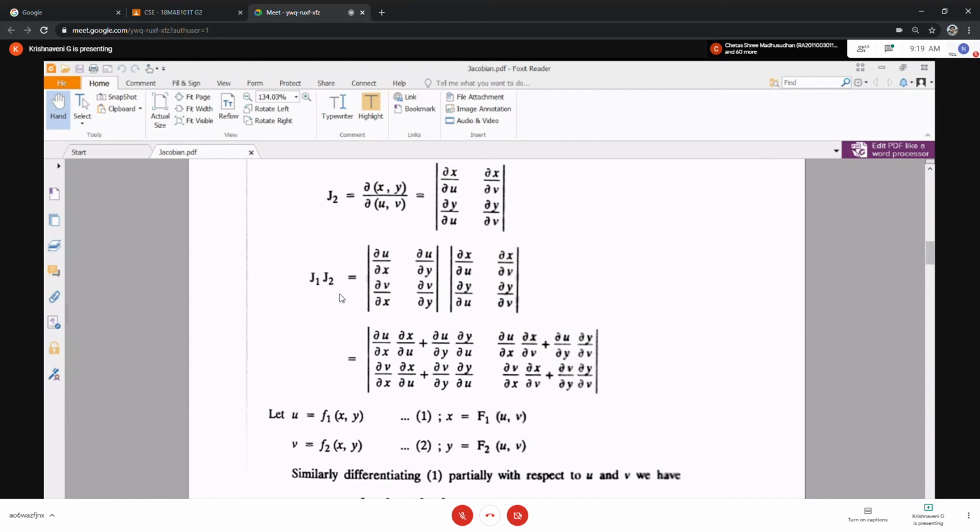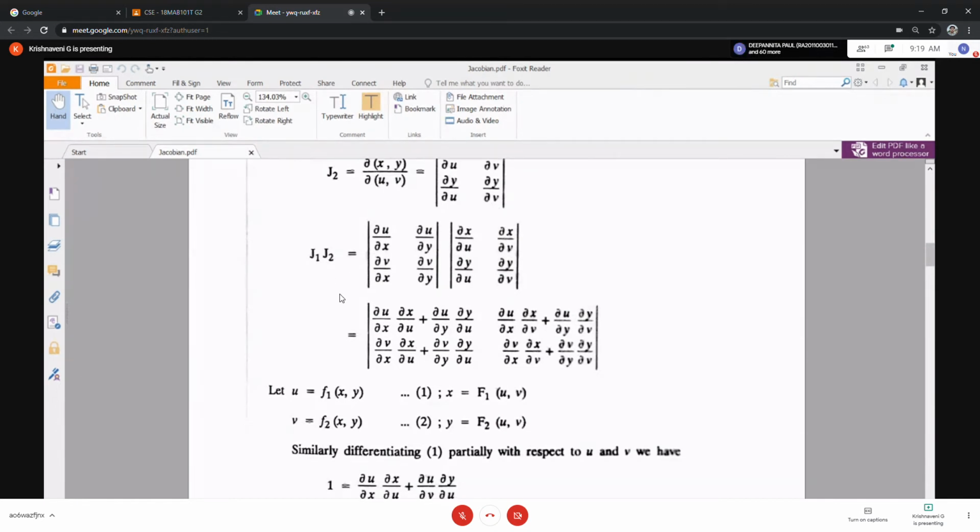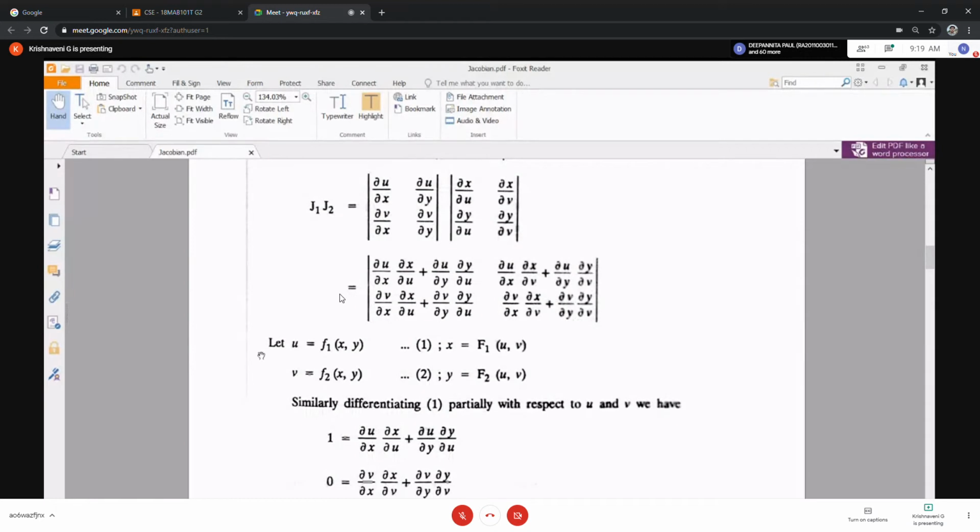Yes, ma'am. Okay, this is a very, very simple property. Next, let us take u equal to f1 of (x, y) and v equal to f2 of (x, y). And also x is equal to f1 of (u, v), y equal to f2 of (u, v). Similarly, differentiating equation 1 partially with respect to u and v. First differentiate with respect to u and v.